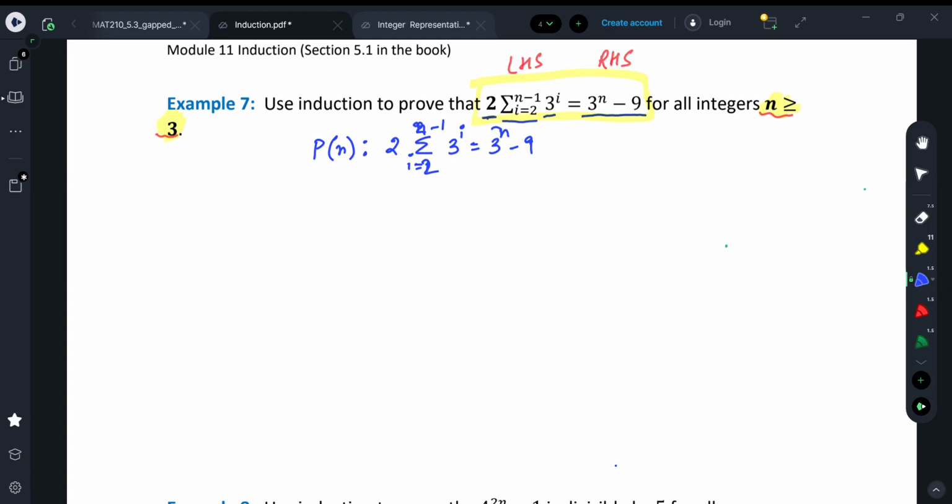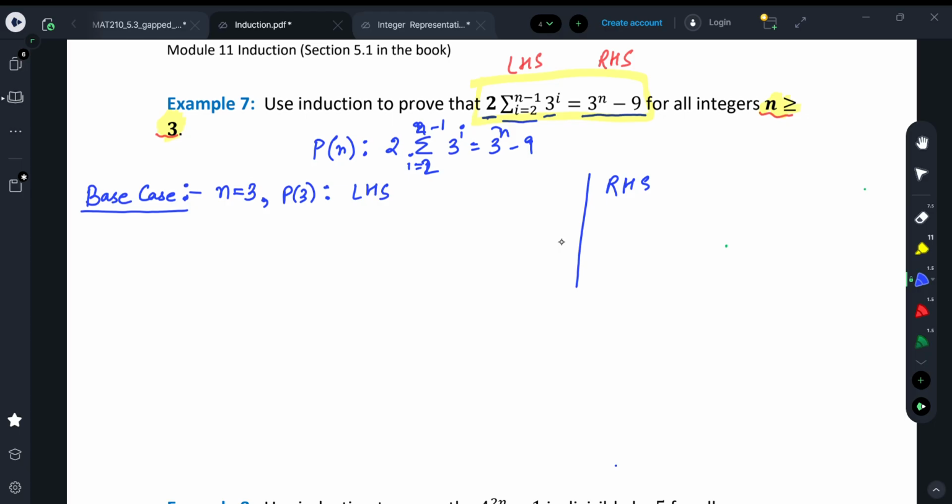Now the base case is the second step. Technically, what you do is, you start with the starting element of your domain. In this case, all integers n greater than or equal to 3. So I'm going to take n equals 3 as the base case. In other words, that means P of 3. So for P of 3, I want to prove that the left hand side equals the right hand side. So I have to calculate the left hand side first. Let's put a divider here. So put n equals 3.